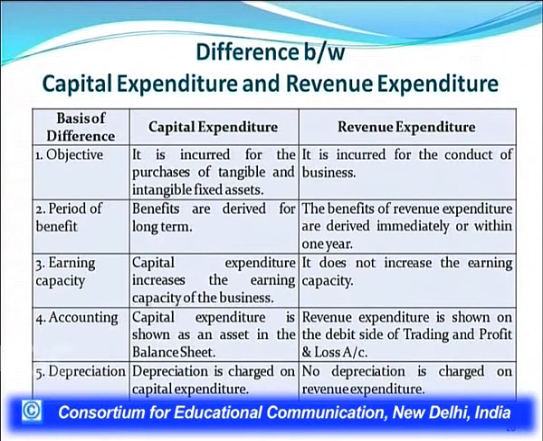Then how do they influence the earning capacity? Capital expenditure increases the earning capacity of the business. If we have bought a new plant, the new plant will help in increasing the production, and the increase in production will help in the increase in sales or revenue. So, it will enhance the revenue earning capacity of the business. While the revenue expenditures are concerned, they do not increase the earning capacity. Basically, they help to earn the revenue during the current year. So, that is an aspect.